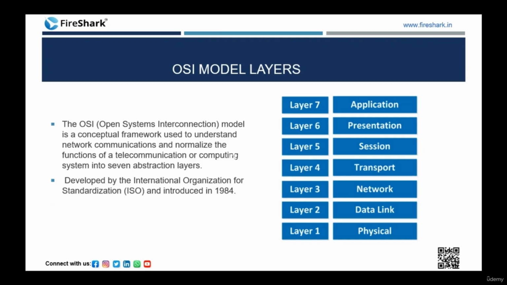Now next one is OSI model layers. So basically the whole Network Plus is based on these model layers. Let's understand what this is. The OSI model is a conceptual framework used to understand network communication and to normalize the function of a telecommunication or computing system into 7 abstraction layers.